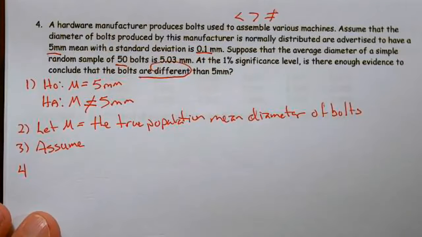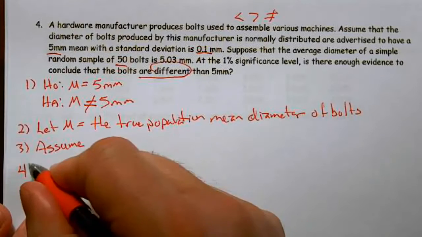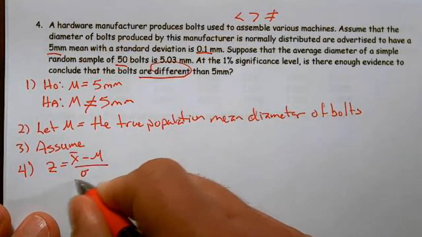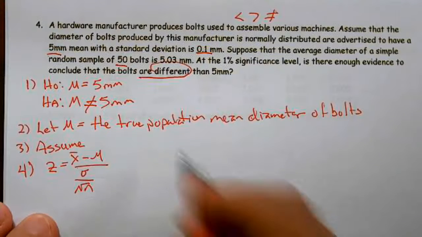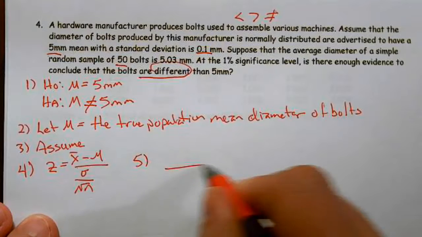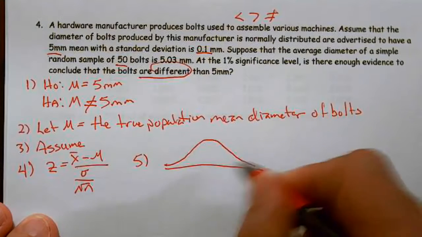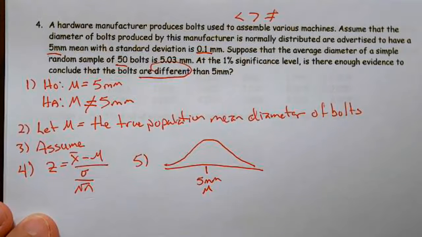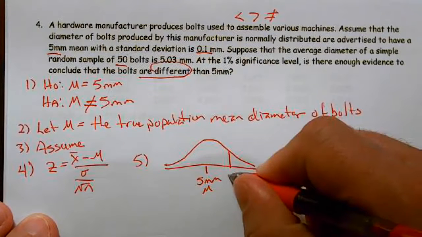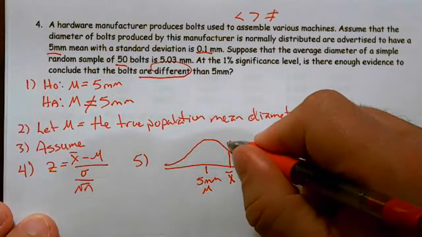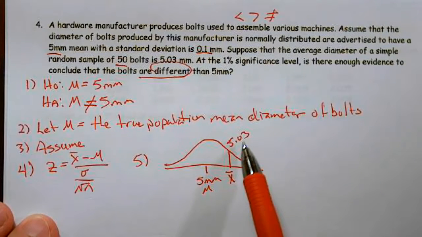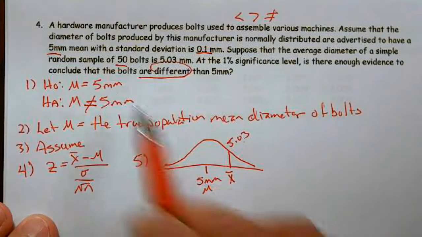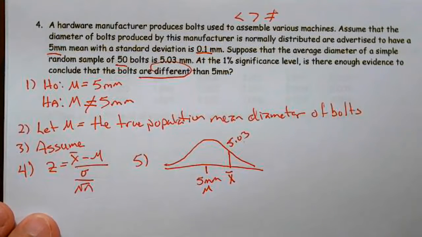Number 4 is to write the actual equation. So Z equals x bar minus mu over sigma divided by the square root of n. Then draw the graph and shade it. So this is number 5. So here's what we have. We have a claim, and remember our graph is always centered on the claim, and the claim is that it's 5 millimeters. That's our mean. But we ended up getting a sample mean that's larger. So this is our x bar. This came from the sample, which is 5.03. Please remember the sample value. If you can label it x bar, it will never ever go here. The x bar values will never go over here. So that may help in writing your null and alternative hypothesis.